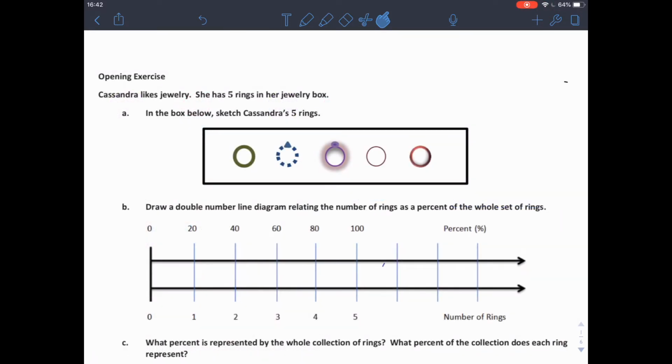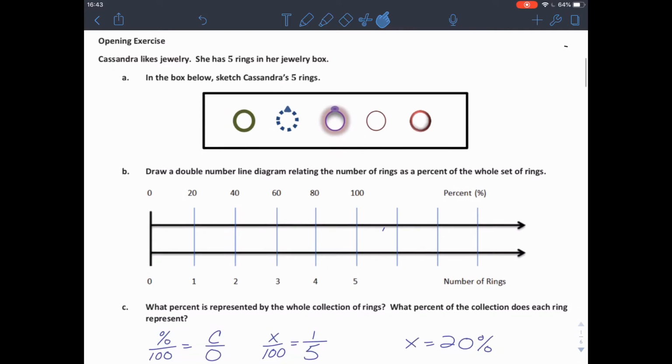To help visualize how percent change works, we've got Cassandra's 5 rings here in this box. And this double number line diagram shows us the percent that each ring is out of the total. So 5 rings is the whole thing, which means that one ring is just 20% of that, 1 out of 5. And then our numbers increase, so 2 is 40, 3 is 60, 4 is 80, 5 is 100. So that 100% is our whole collection of rings, and each one is just 20%.